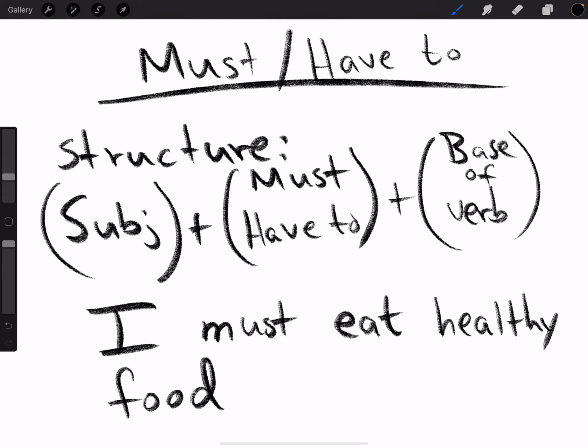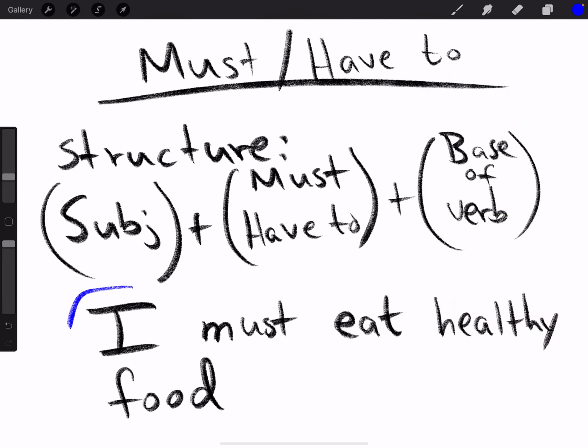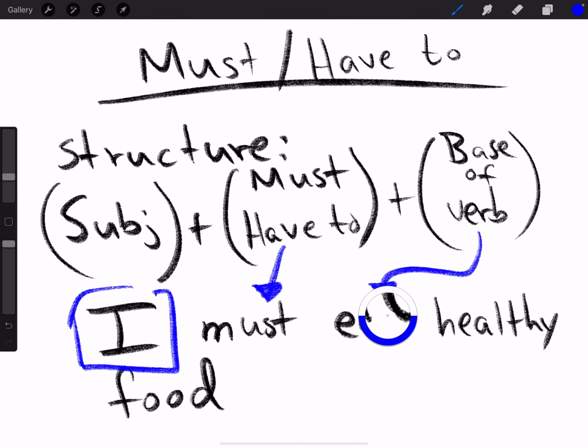Okay, so here we have our subject. Must, and then eat is the base form of the verb, to eat. And then in this case we have an object. Okay, eat healthy food. Right?